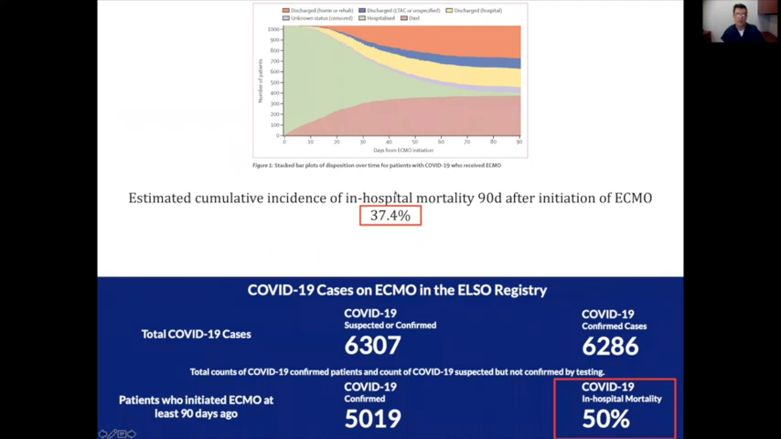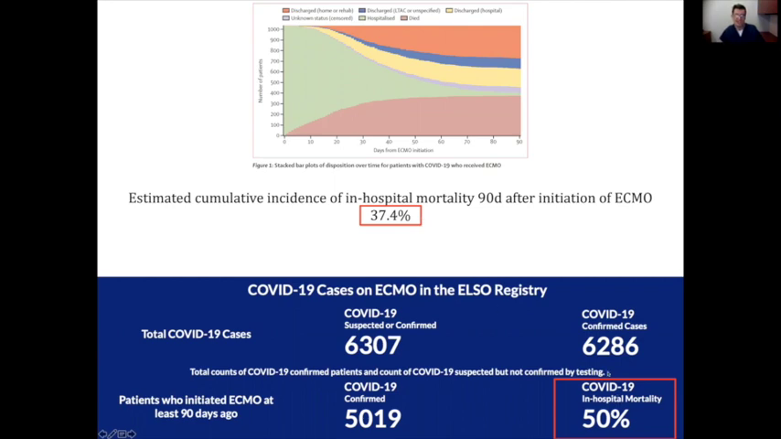So here's the mortality reported in the Lancet paper, 37.4%. But I just wanted to point out that this is more recent data from the ELSO website, which you can follow anytime. It's available online. With over 6,000 COVID-19 ECMO patients now, including that first 1,000, the total mortality is 50%. And if you take out this first 1,000, it's higher. It's probably about 54% or so.